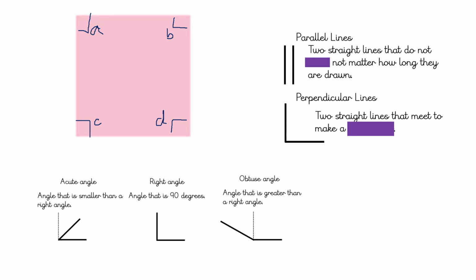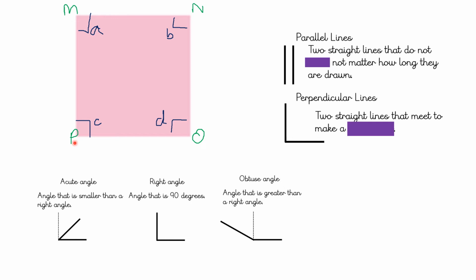Now we're going to look at the sides. I'm going to label them again to help me. So I'm going to have line MN, line NO, line OP and line PM. I can see that line MN is parallel to line PO and line NO is also parallel to line MP. So there are 2 sets of parallel lines.